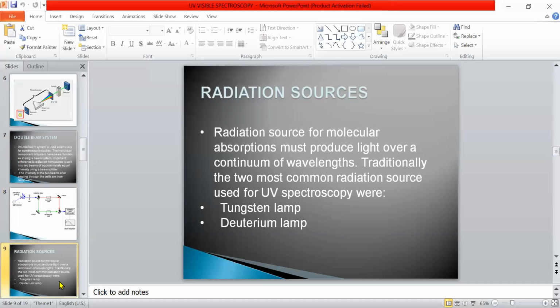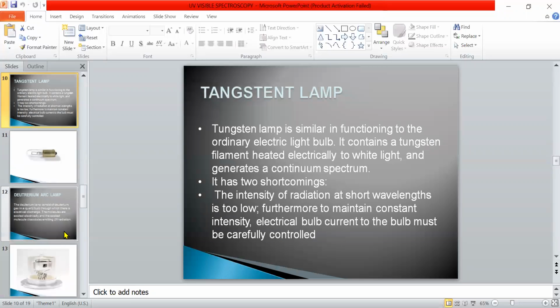Radiation sources. For molecular absorption, radiation sources must provide light over a continuum of wavelengths. Traditionally, the two most common radiation sources used for UV spectroscopy were the tungsten lamp and the deuterium lamp. Here is the tungsten lamp.